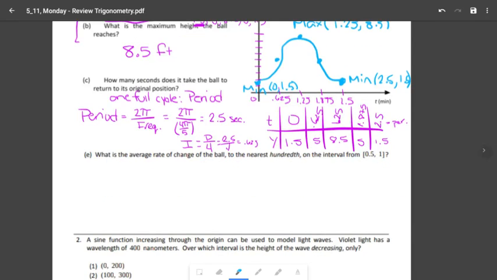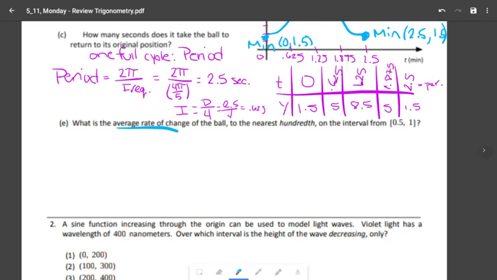Part E, what is the average rate of change of the ball to the nearest hundredth on the interval from 0.5 to 1? Average rate of change, remember, means slope. We want to do the change in y's over the change in x. And this interval here, these are your x's, or t's in this case. So we want to plug them in. So I am going to plug in a 0.5 for t.